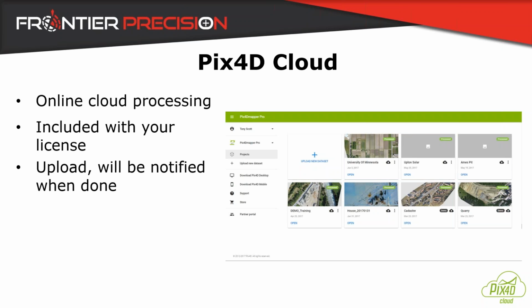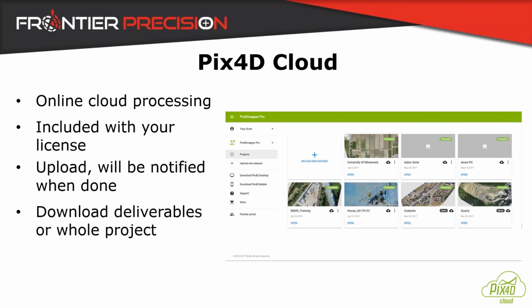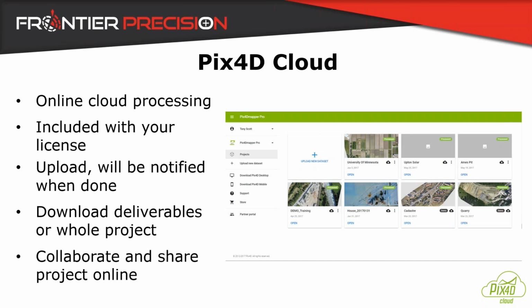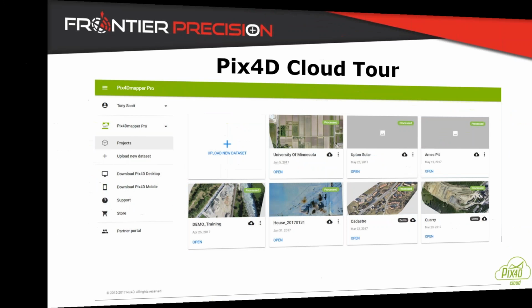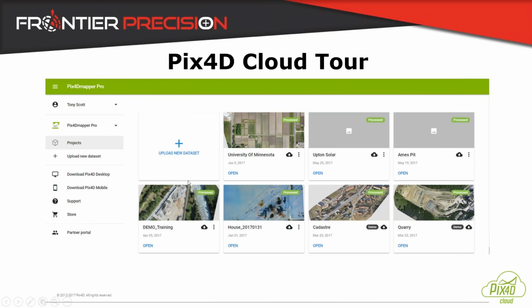Basically, you just grab your images, upload them to Pix4D Cloud, tell it to process, and they'll notify you when the processing is complete. Once it's processed, you can download the individual deliverables, you can download the report, or you can even just download the whole project right from their little web interface that we see here. And then you can also share a link and collaborate with people online. So I just want to show you quickly what things look like in there.